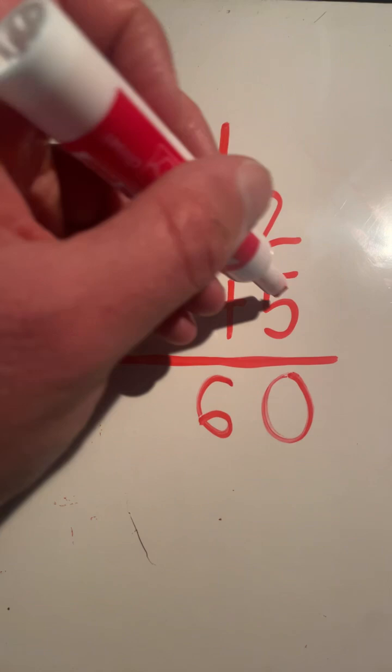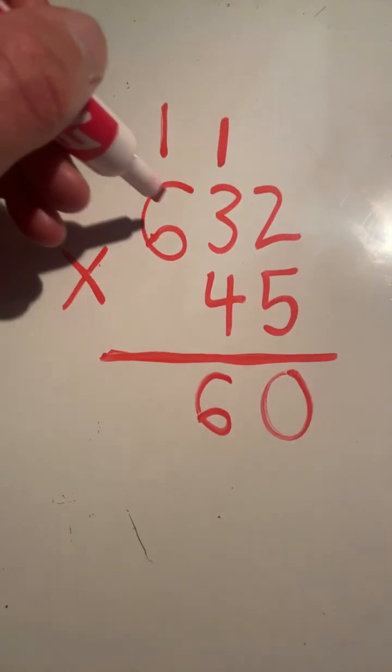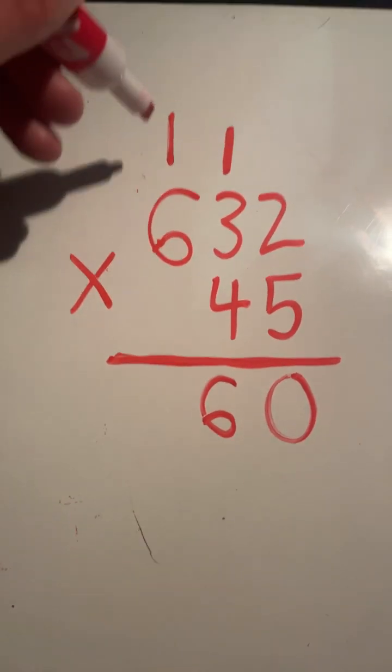Now we're going to multiply 6 times 5. And then we have to again add the 1 that we carried over. 6 times 5 equals 30. Plus 1 equals 31.